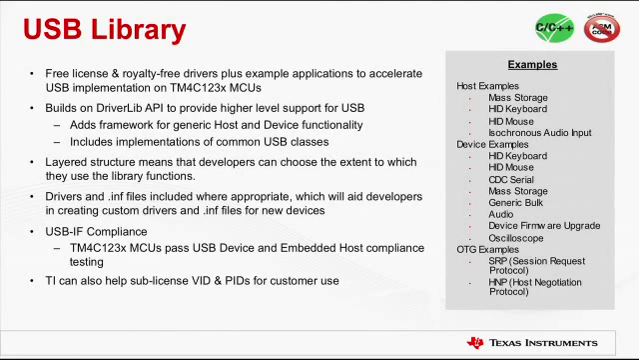The USB library can be built with more than one tool chain. The USB library is built over DriverLib APIs to provide a higher level support for USB. This includes implementations of common USB classes as well. The layered structure of USB library means that developers can choose the extent to which they use library functions. To speed up and ease application development, a number of examples for each of the 3 modes, namely host, device, and OTG are also provided.